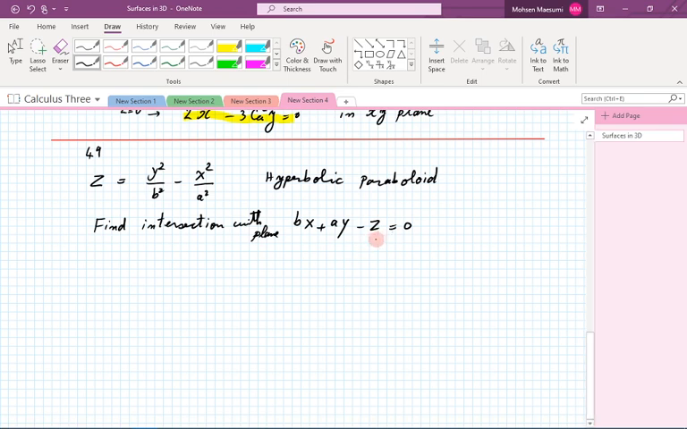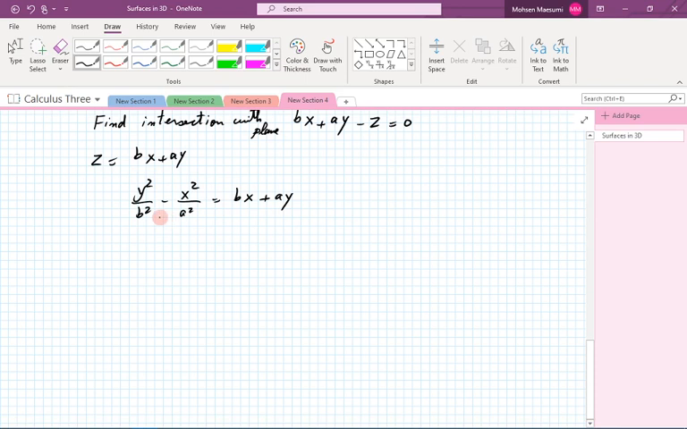Well, in this case, the problem is not too complicated because I can write the equation of the plane as z is equal to bx plus ay. And if this wants to intersect that, then their z's are going to be the same. Therefore, if I set these two equal to each other, I'll have some lead to what the intersection is going to look like. So I say y squared over b squared minus x squared over a squared has to be equal to bx plus ay for an intersection to happen.